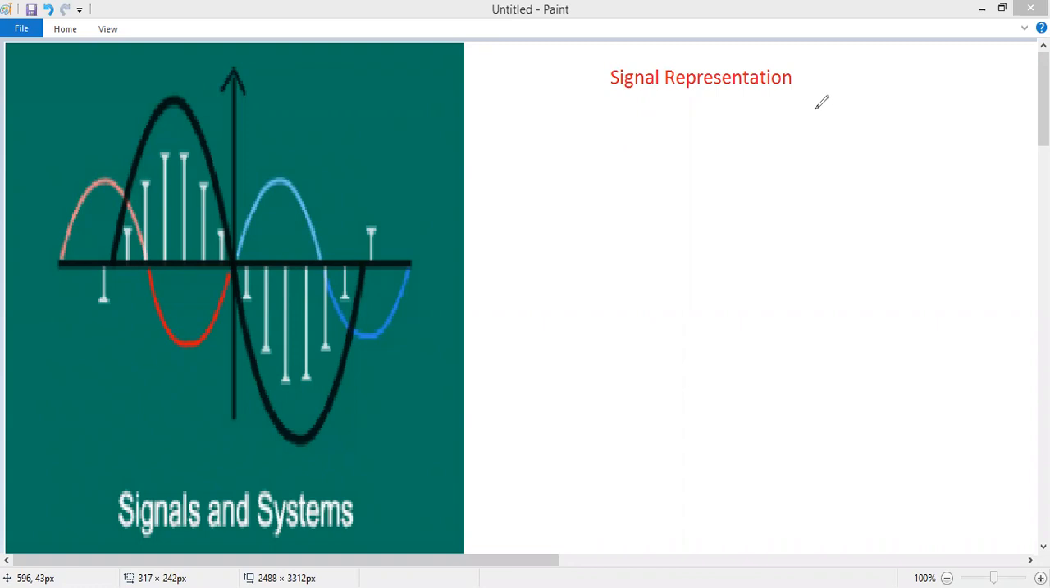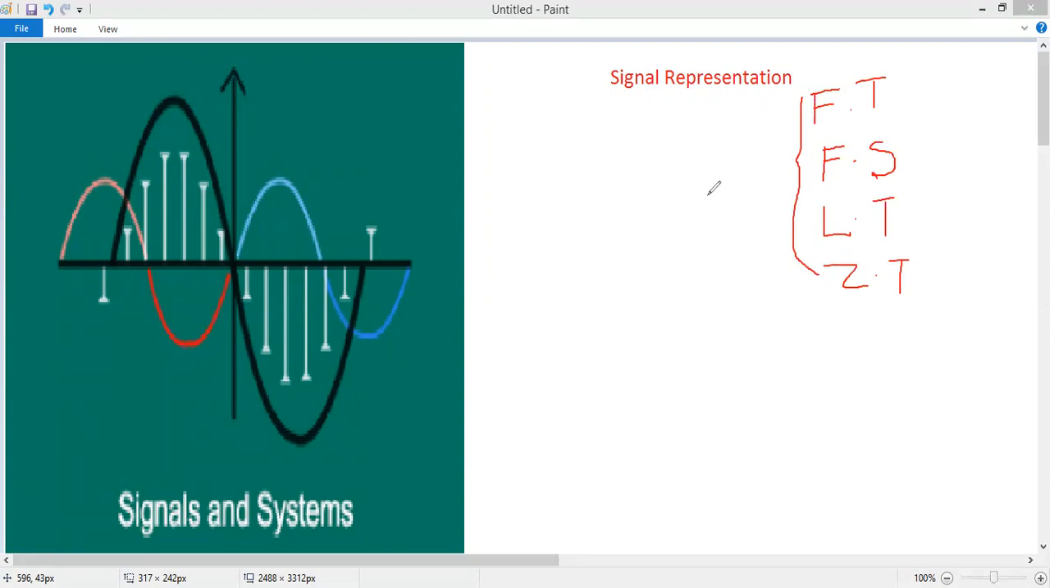For that, we use the Fourier series, Fourier transform, Laplace transform, and Z transform. These are the basic methods to represent any signal.